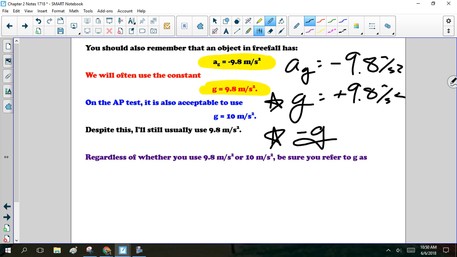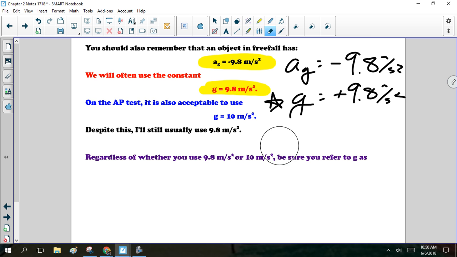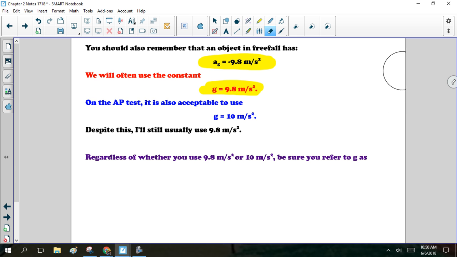We really will be using g more than ag this year, largely because that's what most colleges do, and I want you to get familiar with that notation. On the AP test, weirdly, it's okay to use 10 instead of 9.8, either on the multiple choice or even on the free response questions. So that's definitely a huge time saver. When I'm solving problems, I will use 9.8. If you want to use 10, please have at it. Just know that your answers will be slightly different because I solved mine using 9.8.